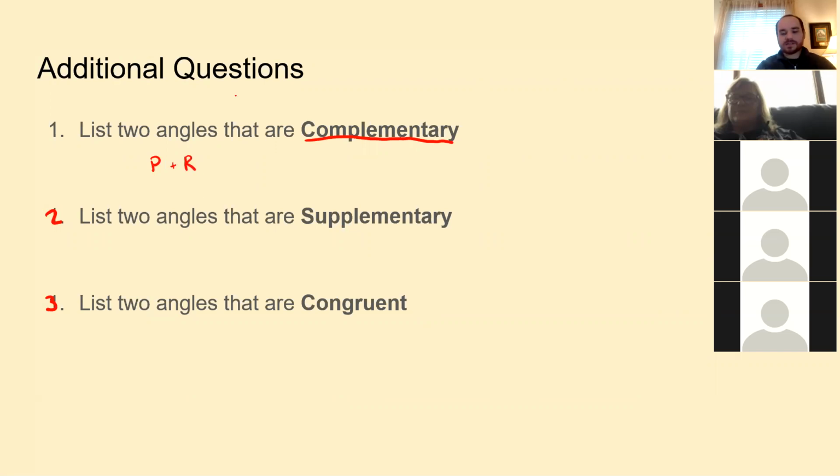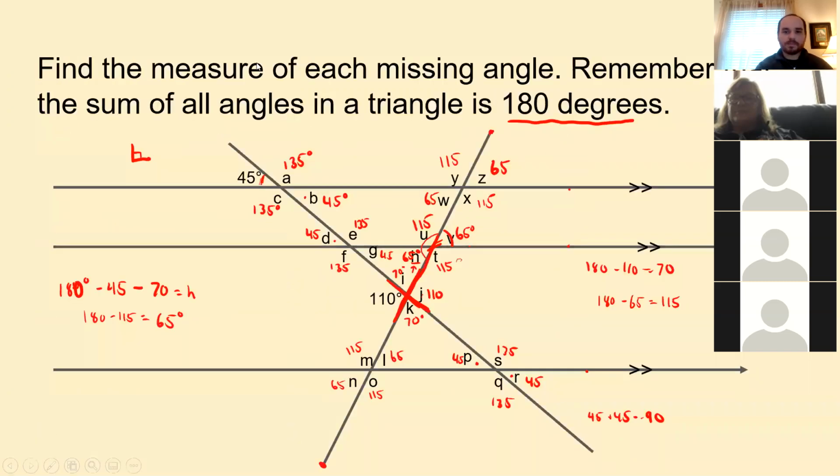List 2 angles that are supplementary. So that one should be a little bit easier. We can really just look at any pair of angles that form a straight line. So you could do Y and Z are supplementary, W and X are supplementary, Z and X are supplementary, Y and W are supplementary. Same with all the other intersections, I and J, K and J, P and Q, R and S, Q and R, S and P. You guys get the point, I think.